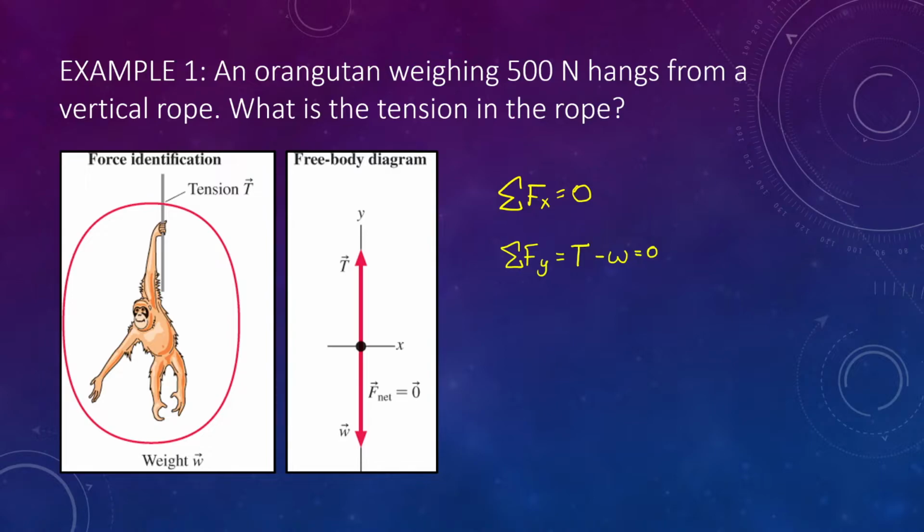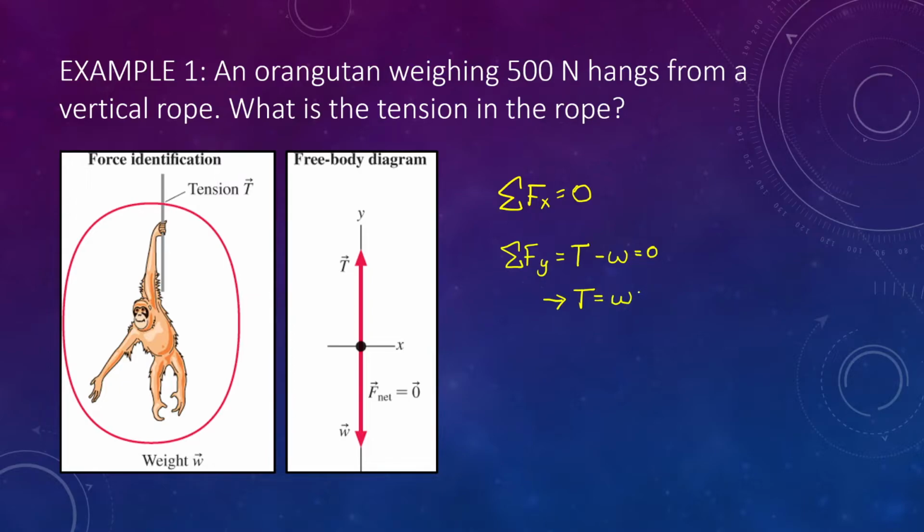So this is it. This is the setup to the problem. We've drawn our free body diagram and written out Newton's second law. At this point, you solve. Well, these are the only two equations we have. The x equation is 0 equals 0, which is irrelevant, and the y equation, which says tension minus weight equals 0. Well, from this, just add weight to the other side, and you'll find that tension is equal to weight.